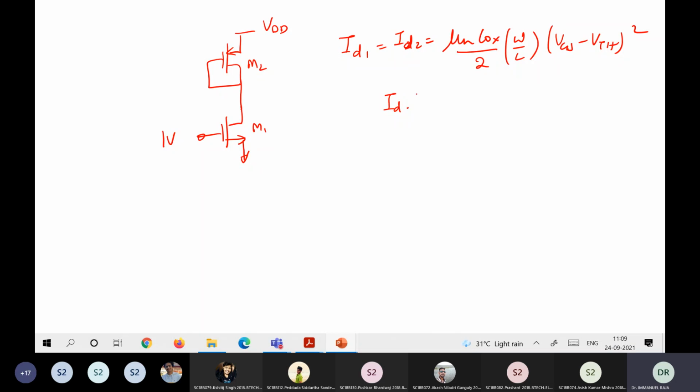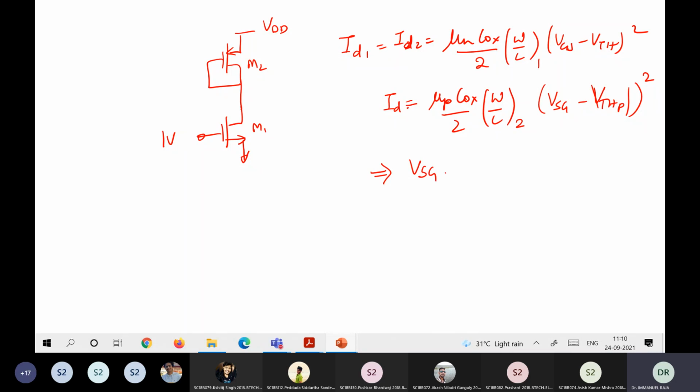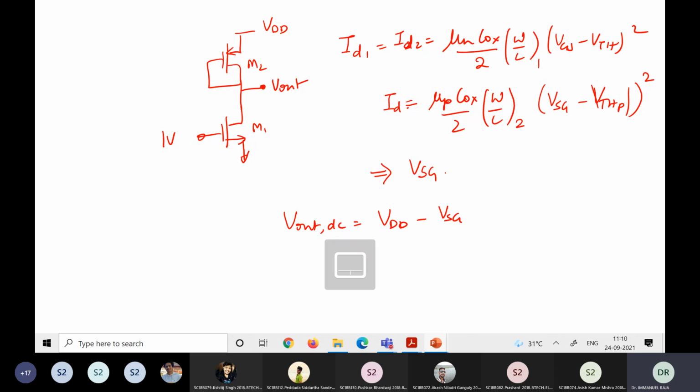Now for this drain current, which is equal to mu p Cox divided by 2 W over L of VSG minus VTHP the whole square, this is transistor 1, this is transistor 2. So from this you can calculate the VSG, and the DC bias V out DC is what? Nothing but VDD minus VSG. This is what is going to be your output DC bias point, right? So fairly straightforward one, just using the square law equation.